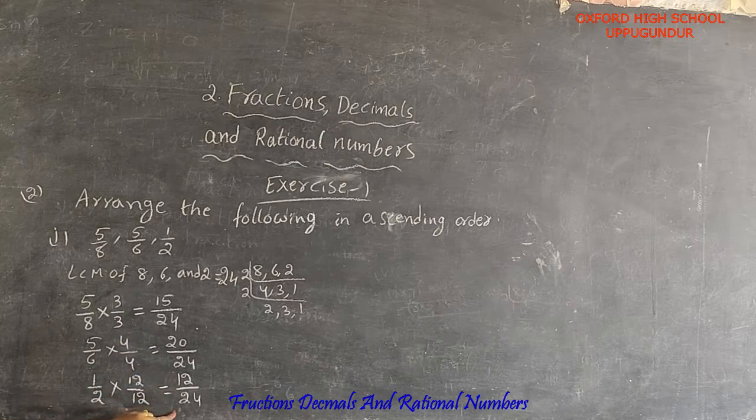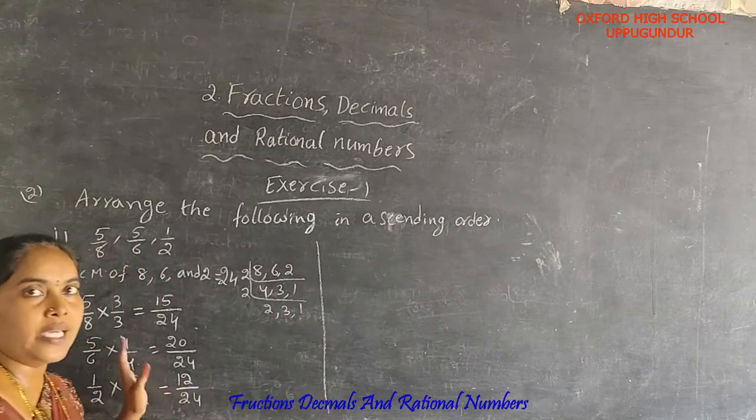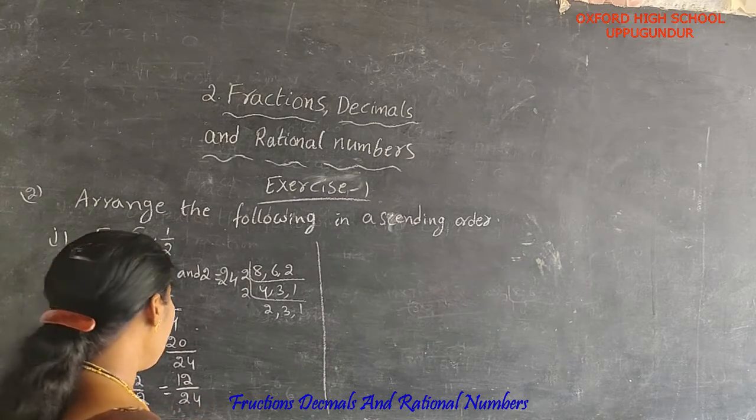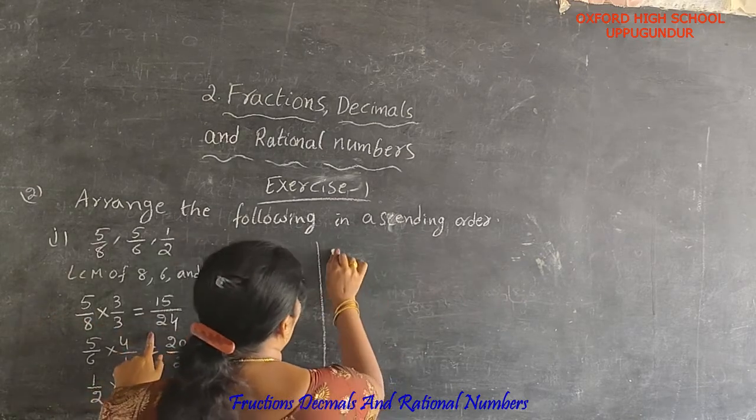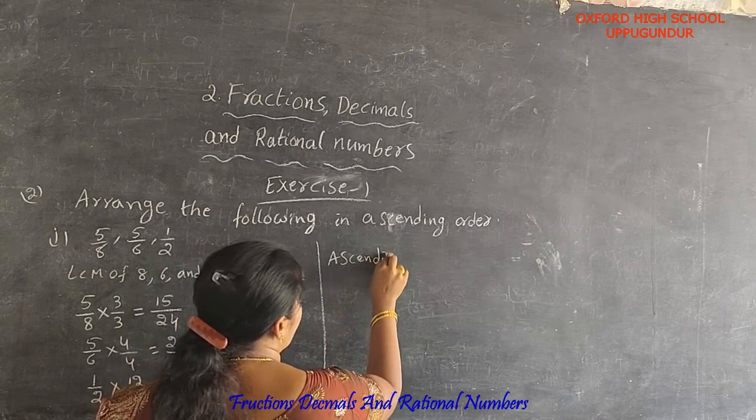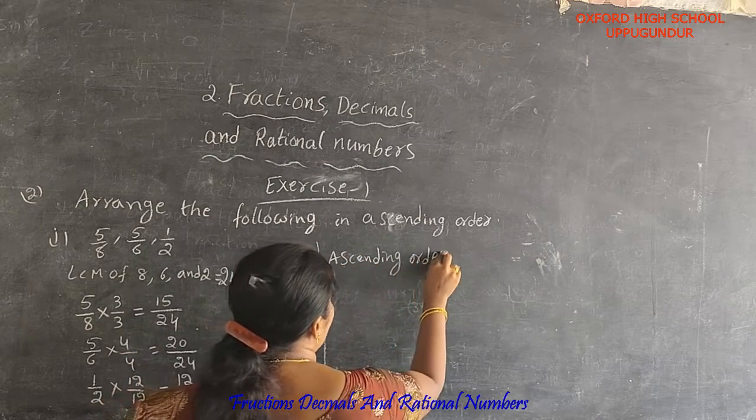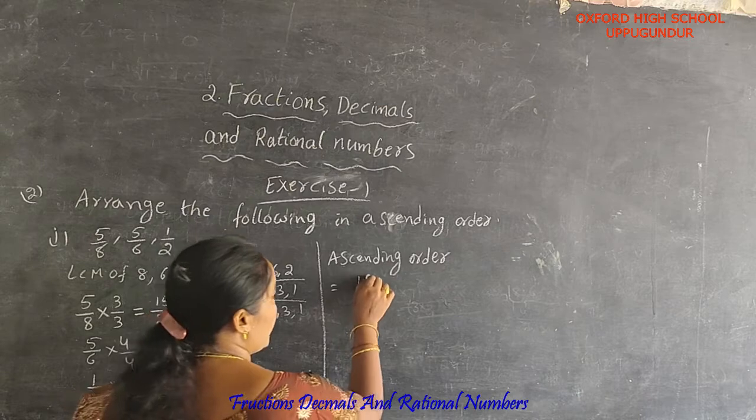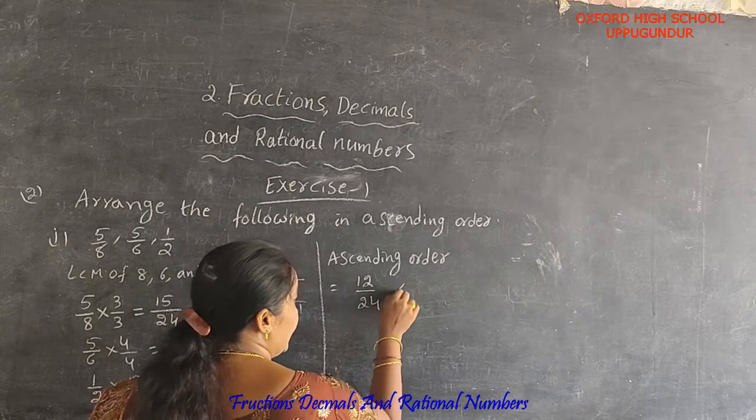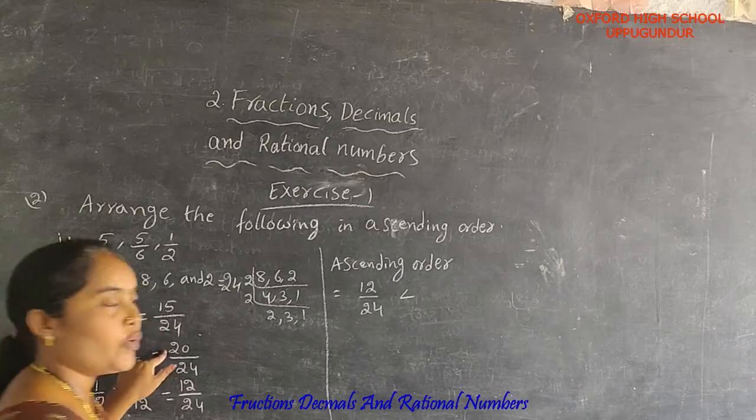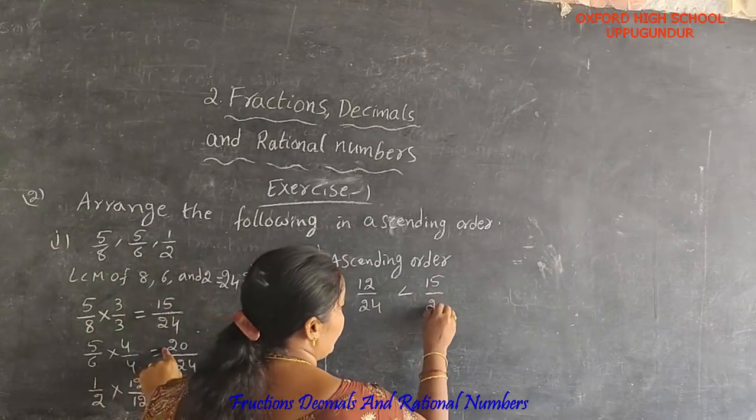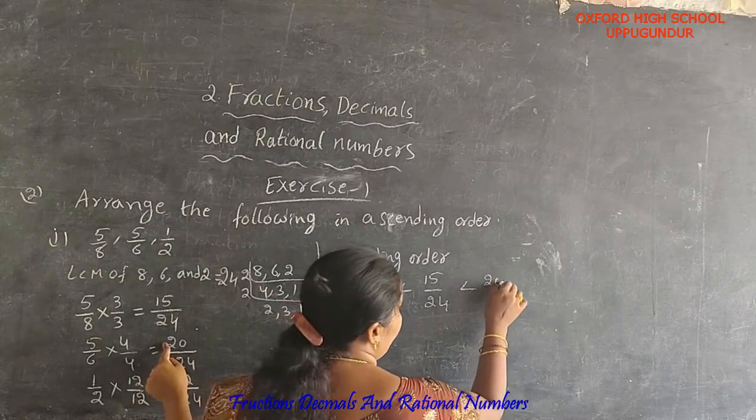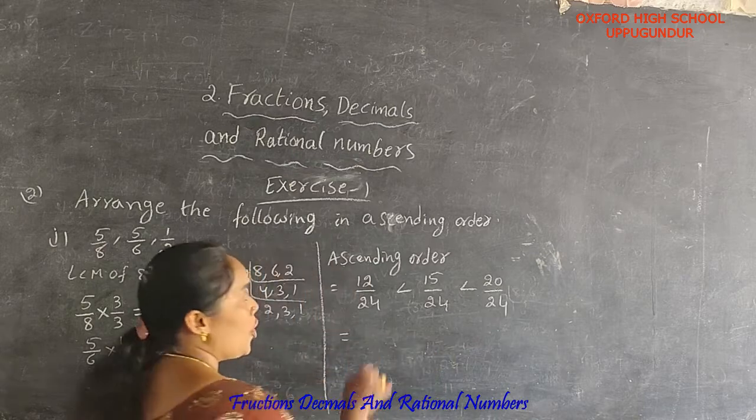Now the denominators are the same. Ascending order means small number to big number. Ascending order: the smallest number is 12/24, which is less than the next, 15/24, which is less than the biggest, 20/24. Okay.